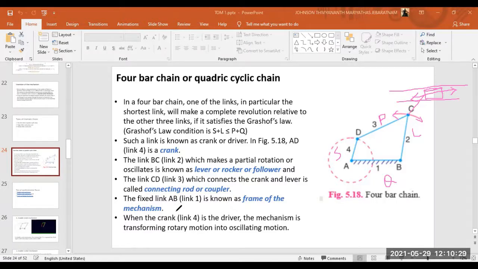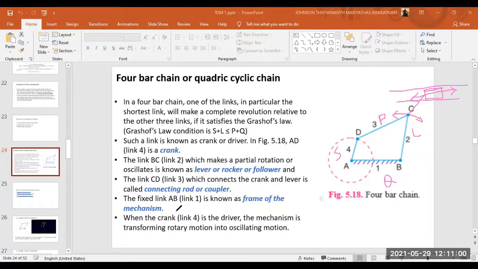the piston crank ring section. The driver is the crank, which is making the rotary motion. Then there's a connecting rod. The connecting rod is connected with the gudgeon pin with the piston, and the piston is making a reciprocating motion. So that's the follower. The crank is the driver, the piston is the follower, and there's a connecting rod between these two to connect them, and these are all fixed in a frame.